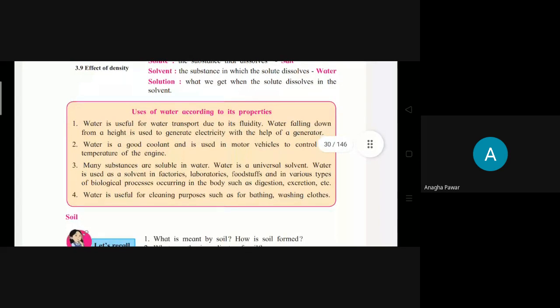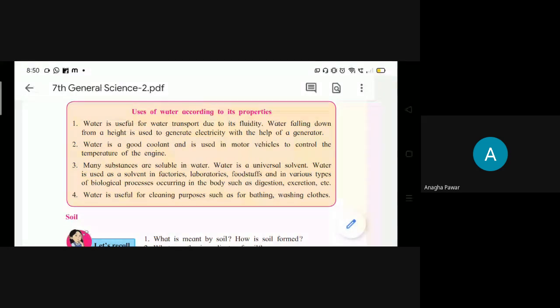So paanyache upyog properties nusar kasha prakare kele jatat? Water is useful for water transport due to its fluidity. Water falling down from a height is used to generate electricity with the help of a generator. Water is a good coolant and is used in motor vehicles to control the temperature of the engine. Many substances are soluble in water, and water is called a universal solvent.